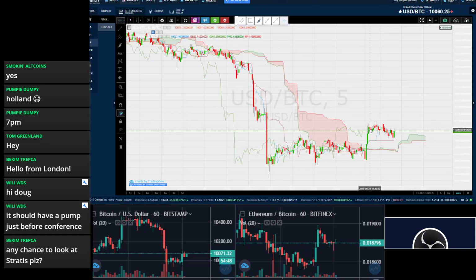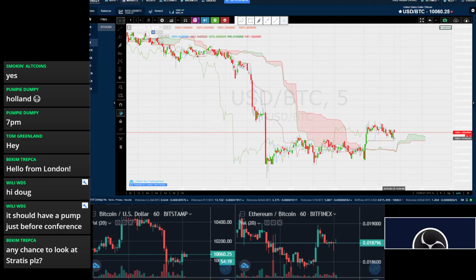All right, so we bounced off here with volume, Bitcoin here. On the 5-minute Ichimoku, it is a buy signal. It has crossed over. We'll see what's going on as this unfolds.